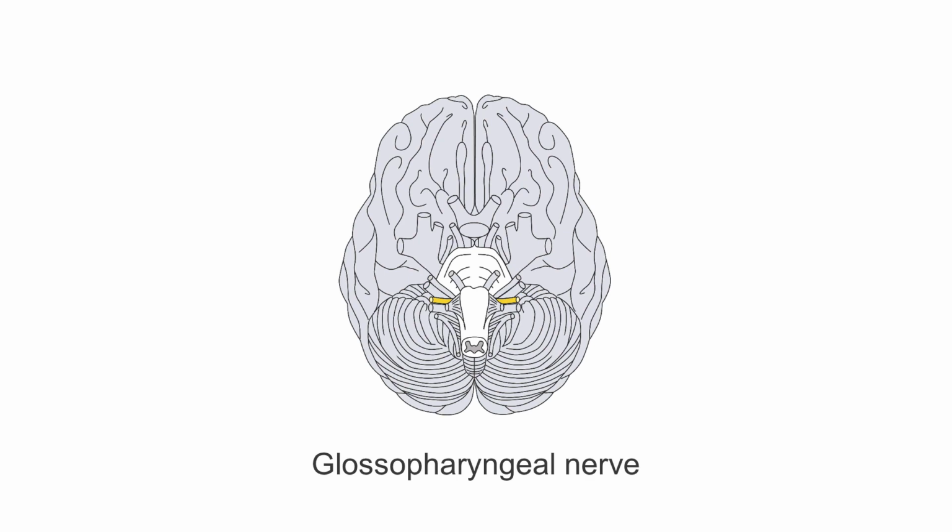The glossopharyngeal nerve, testing the gag reflex and palatal function. The vagus nerve, observing the gag reflex and the patient's phonation. Accessory nerve, testing the trapezius and sternocleidomastoid. Finally, the hypoglossal nerve, testing tongue movement.